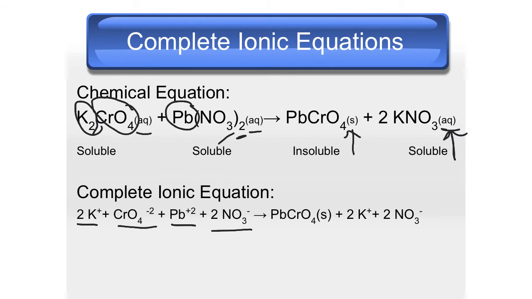So notice how if there is more than 1, like for potassium and nitrate, we put that as a coefficient in front of the ion. Now, if it's S, G, or L, we leave it be. So we write it as it appeared in a regular chemical equation. We only put AQ into ions for complete ionic equations. And then here we've got 2 K+ and 2 NO3-. That's what it means by a complete ionic equation. Anything that's AQ, we split apart and we write as ions.